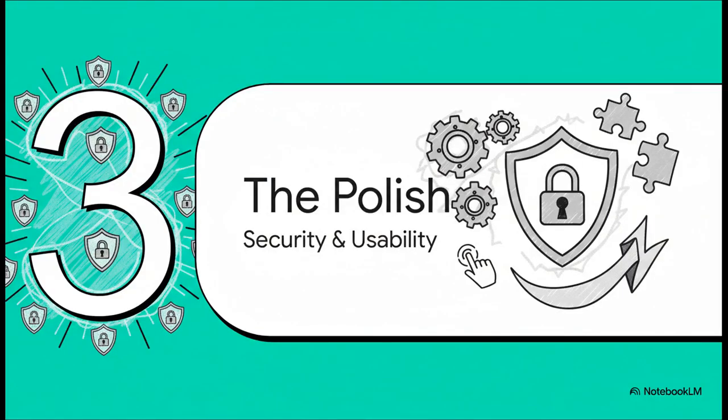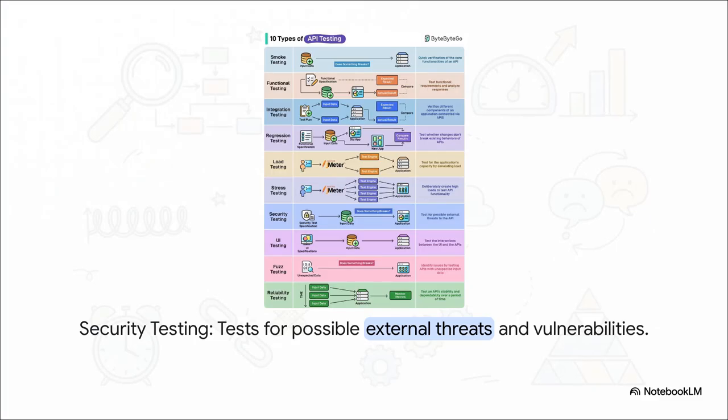All right, our API works, it's tough, and it's reliable. Now it's time for the finishing touches, the polish. This final group of tests makes sure our API isn't just strong, but it's also secure and easy for everyone to use. Security testing. I mean, this one's a no-brainer.